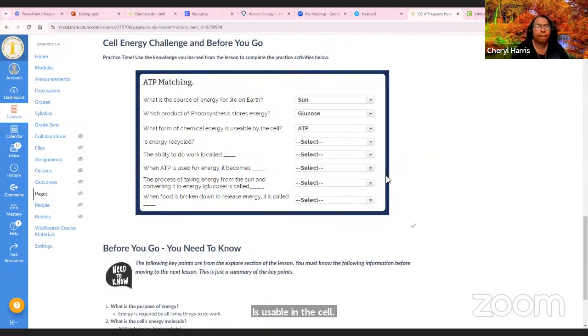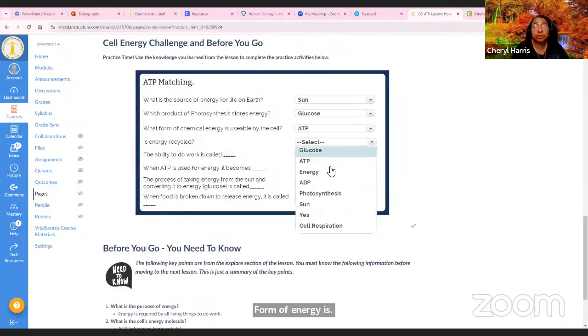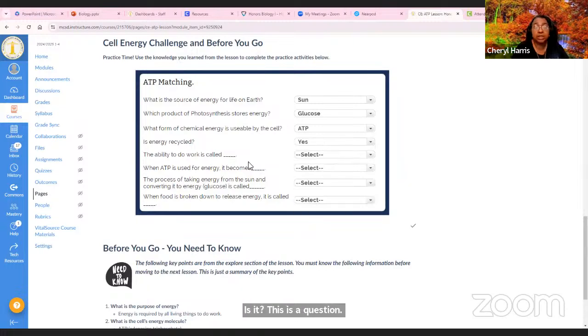ATP. All right, remember that is the form of energy. Energy, is it? This is a question. Thank you, Kashan says yes. Yes, yes, yes. It is a cycle, because that's what I was just showing you. It goes from ADP to ATP to ADP to ATP, and it just keeps cycling back and forth.